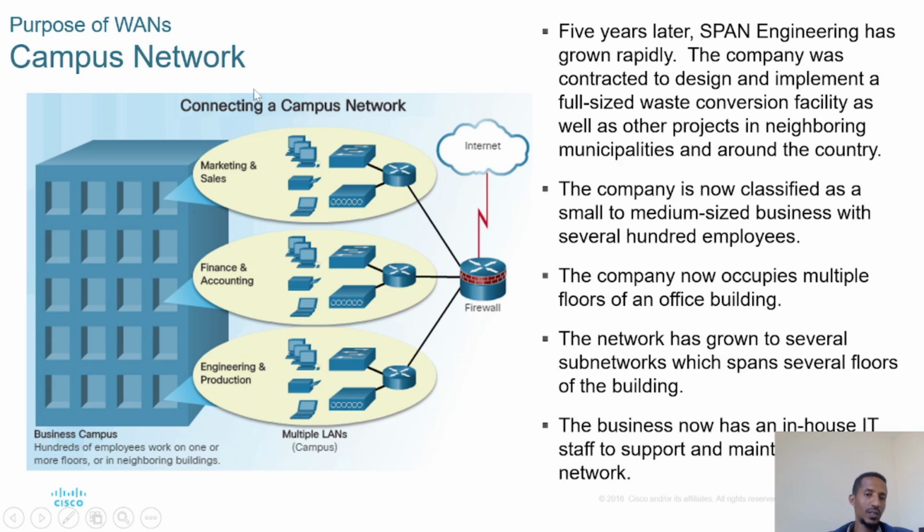In the campus network, previously there were only 15 employees. Now the organization has expanded too much and we have multiple users. Still they are in one local area, but they are connected as a campus connection. You can see the buildings are separated based on the departments, and they are connected through firewalls.